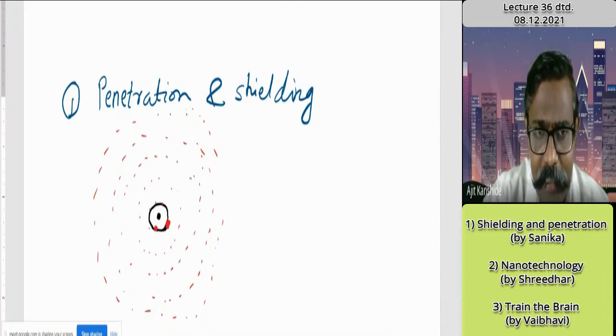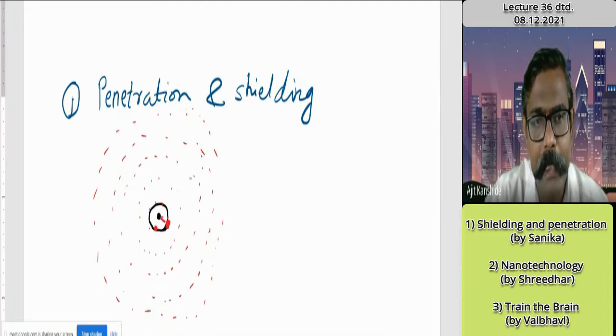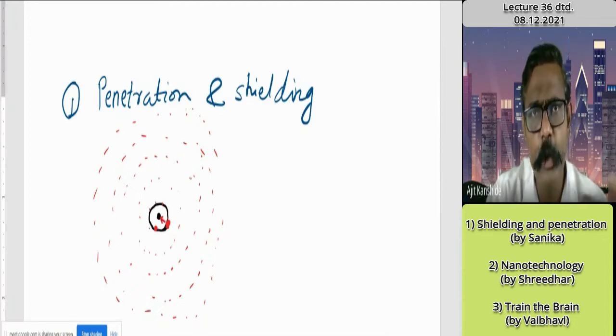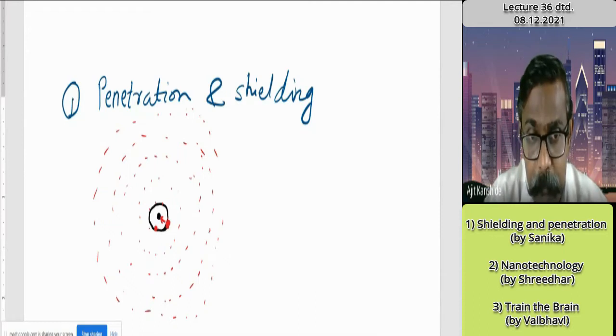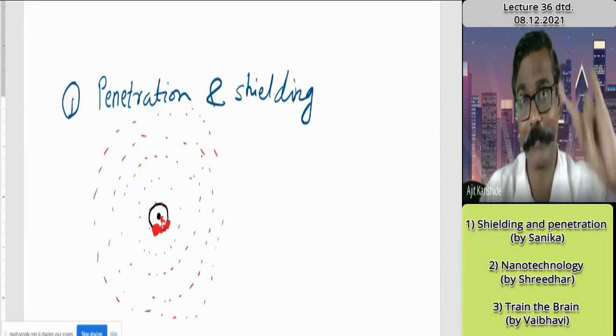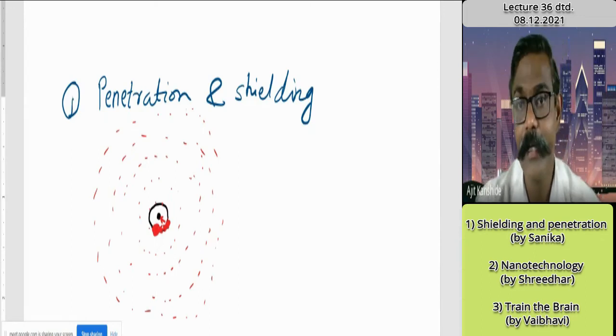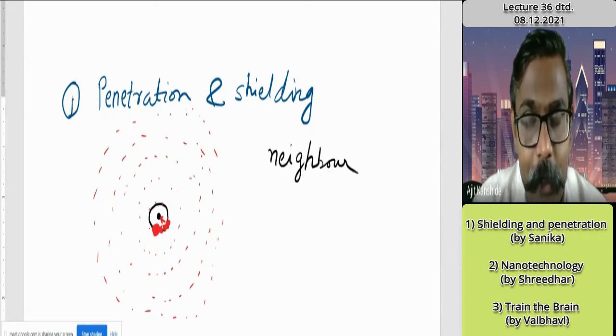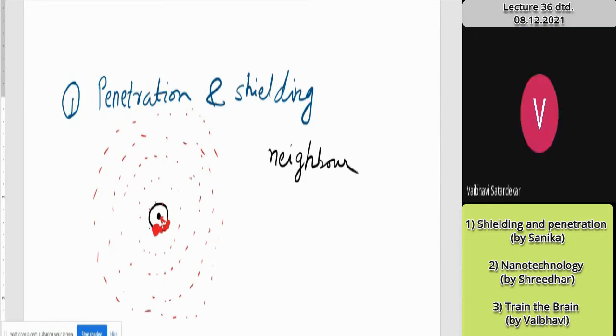Likewise, this electron can pay the attention towards the nucleus. There is no problem. But the problem may be this electron. This electron will repel this electron. Disturbance will be there. It is one kind of disturbance. What kind of disturbance is it? Disturbance due to neighbor. Yes, are you understanding? Yes, sir. Yes, sir. Yes.